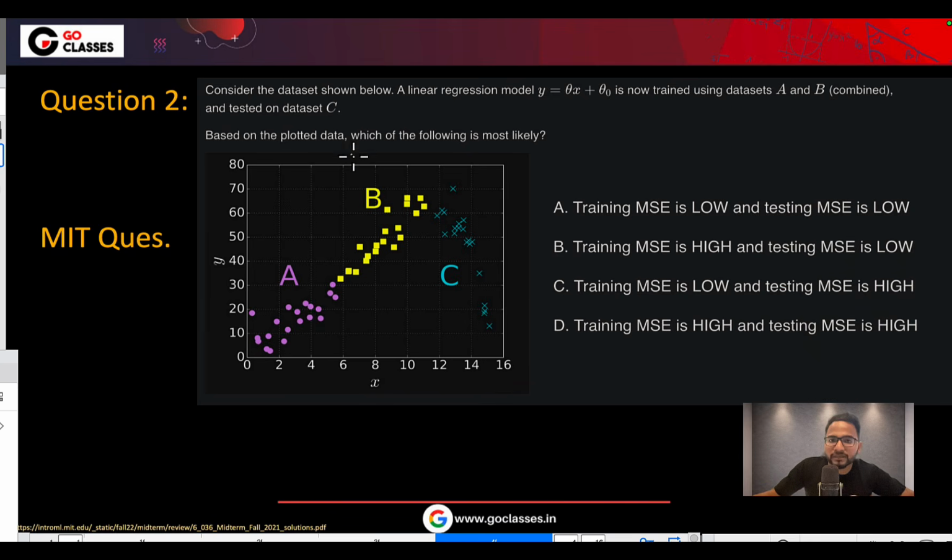Now let's see the same question, a different variation. Now they are saying you are training on A and B combined, and testing on C. In that case, definitely the train error will be less, and the test error will be high.